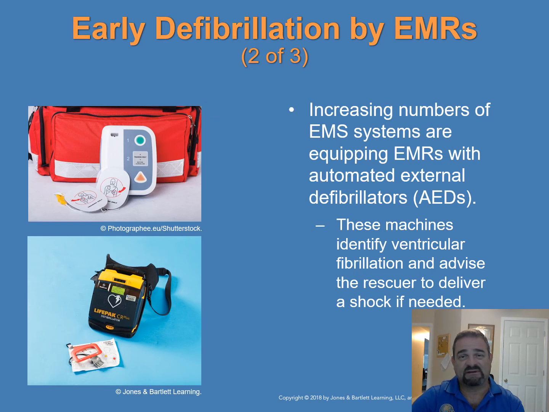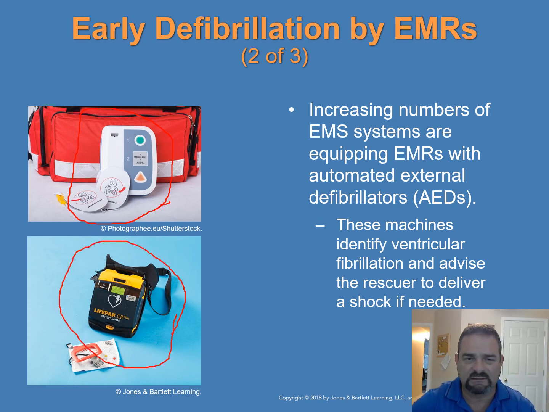All right, so to get defibrillators to cardiac arrest patients more quickly, increasing numbers of EMS systems are equipping first responders with automatic external defibrillators. This one right here is a training model. This one right here is a real-life model. These machines accurately identify ventricular fibrillation, like we mentioned on the last slide, and advise the rescuer to deliver a shock. The first thing you do is turn it on, and it tells you what to do. That's the beauty of it. It walks you through the entire process.